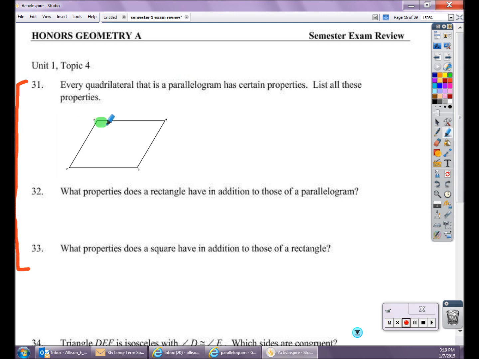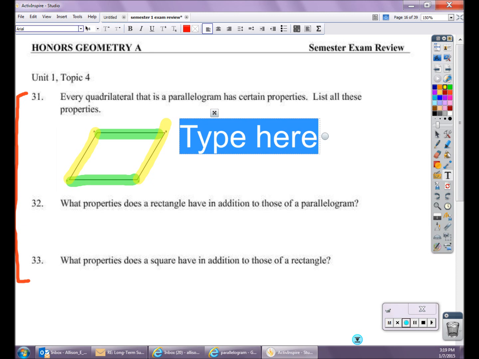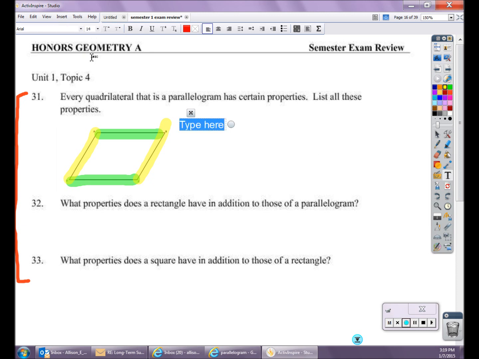There are basically four things that you need to know about a p-gram. The first thing is that opposite sides, those green lines and these yellow lines, are parallel. That's why it's called a parallelogram. The second thing you need to know is opposite sides are also congruent. So let's write that. We need to know that opposite sides are parallel and opposite sides are congruent.